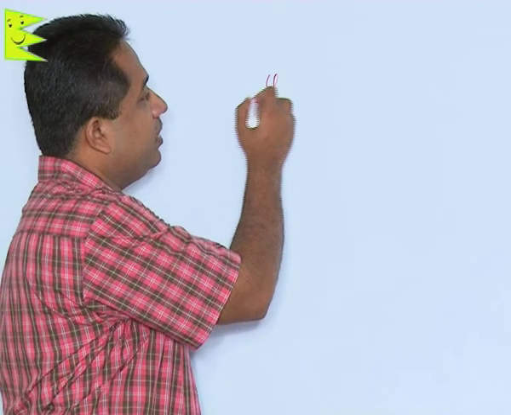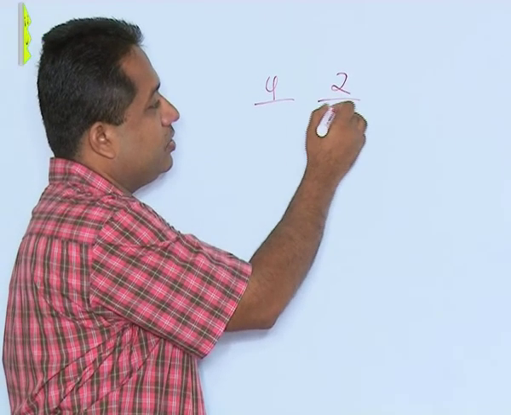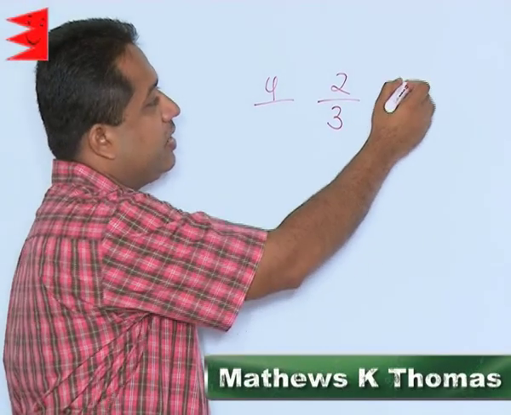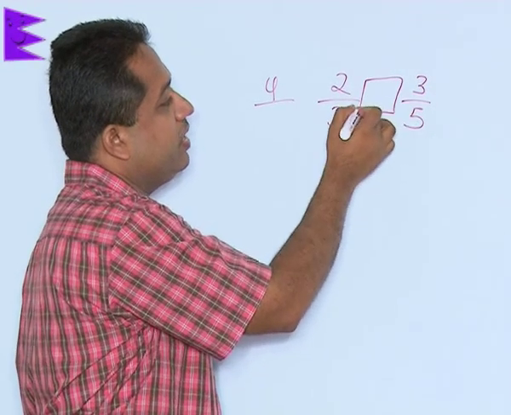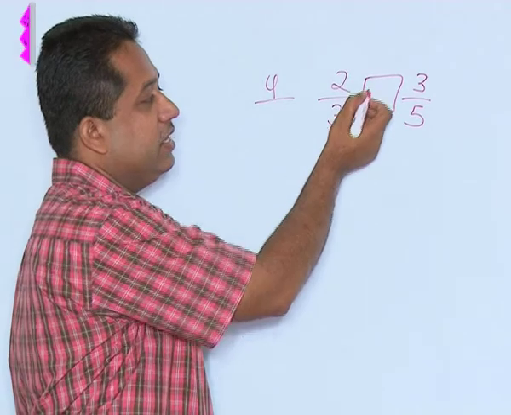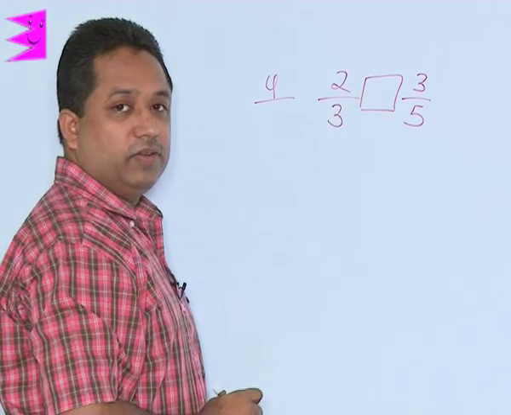How do we find which rational number is greater? For example, we are given two rational numbers, 2 by 3 and 3 upon 5, and we have to fill in the missing symbol. That means, is it greater than, less than, or equal?